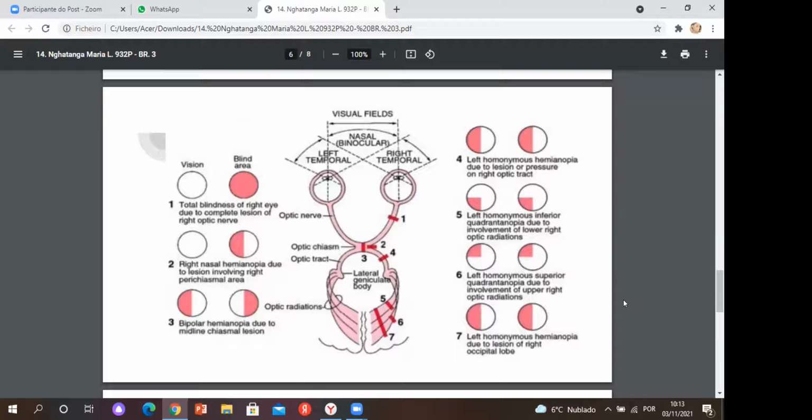And then the final one, we have left homonymous hemianopia, which is due to lesions of the right occipital lobe. As you can see, number 7 over here, a lesion in the right occipital lobe. The occipital lobe is where the visual cortex is, right? So that causes a dark side on the left half of each eye, like there's a dark shade over there. That's what people suffering from that defect see. Okay, we can move on.